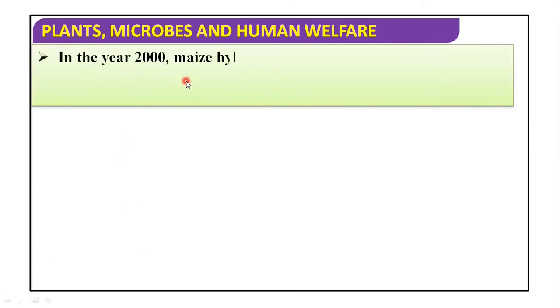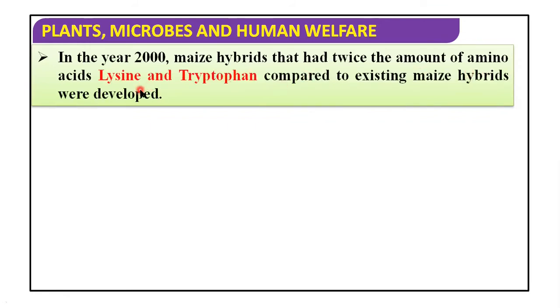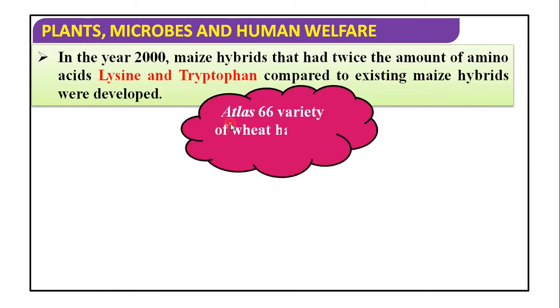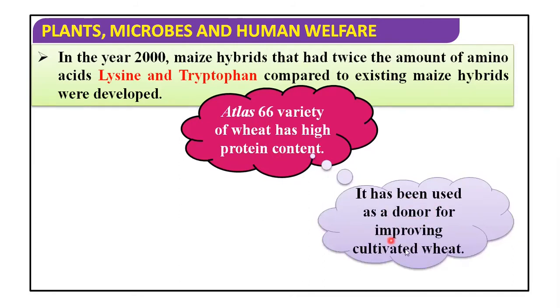Now, in the year 2000, a maize hybrid was released that had twice the amount of the amino acids lysine and tryptophan compared to existing maize hybrids. So a maize hybrid includes these amino acids, lysine and tryptophan, which are very, very important. Atlas 66 variety of wheat has high protein content. It has been used as a donor for improving cultivated wheat. So this variety Atlas 66 can be used as a donor to improve the cultivated wheat again.